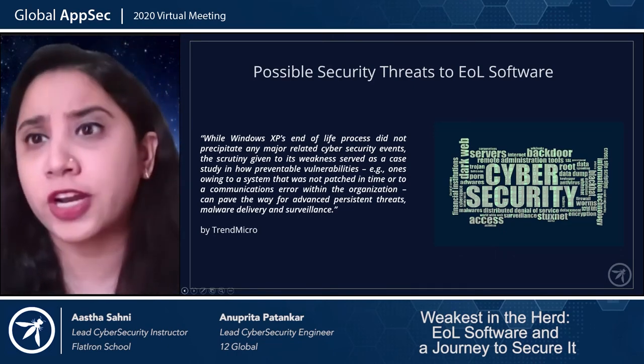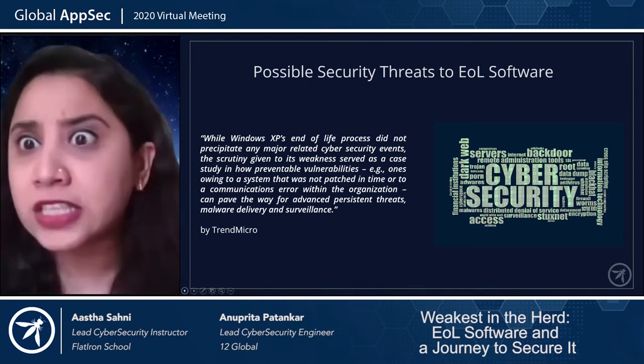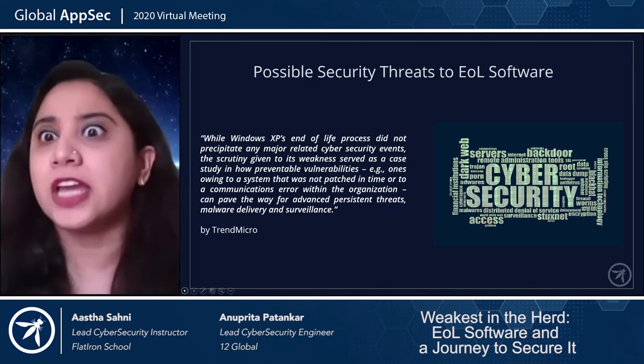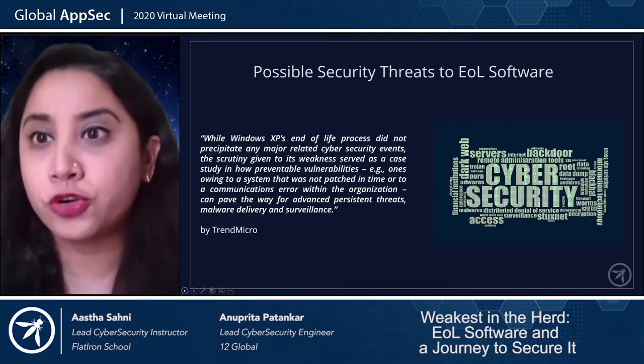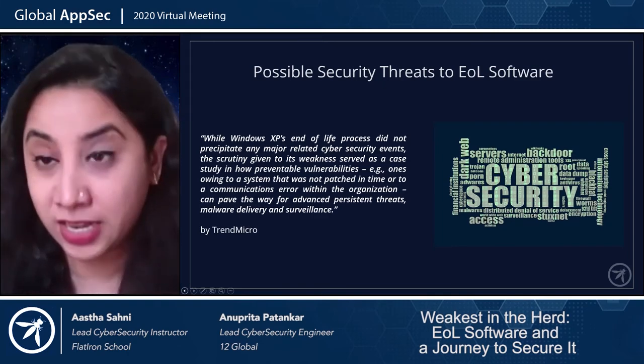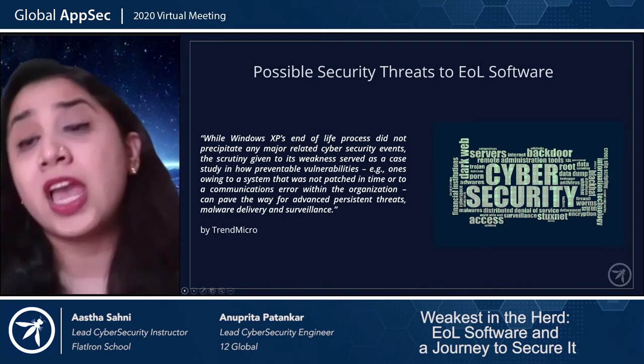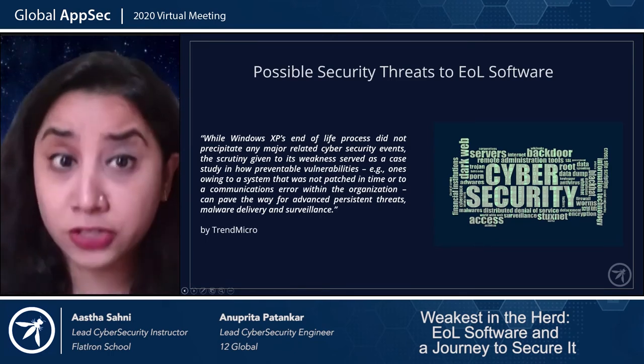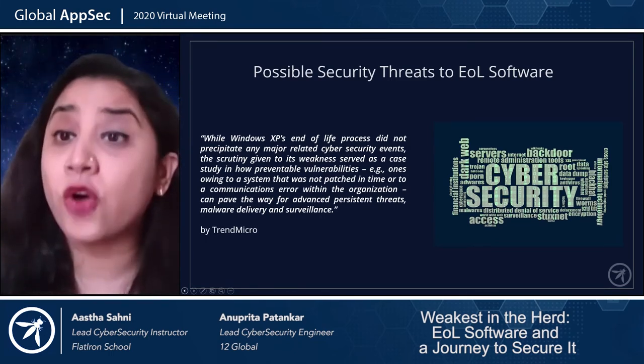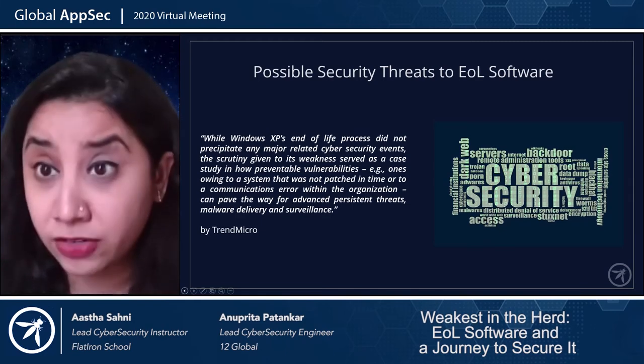But what about some major attacks like zero day? Ransomware of 2017 was a major hit. In 4 days, 200,000 computers were attacked. It wasn't a joke. It's a serious matter. And that's why it becomes really important for us to take these end-of-life softwares very, very seriously.